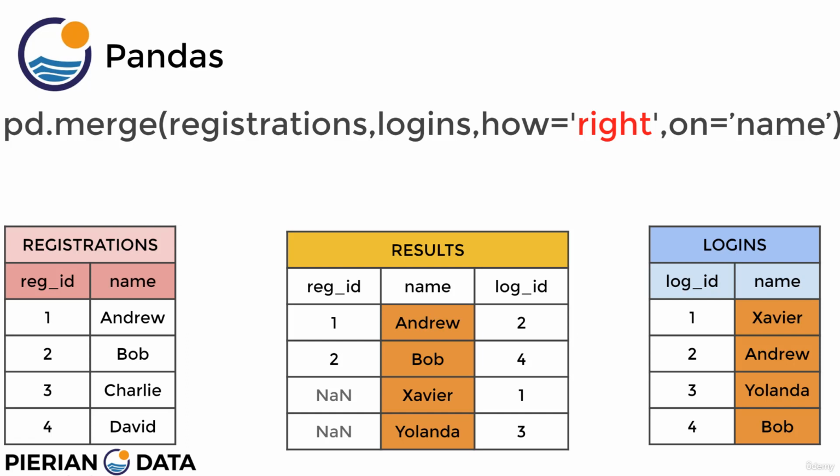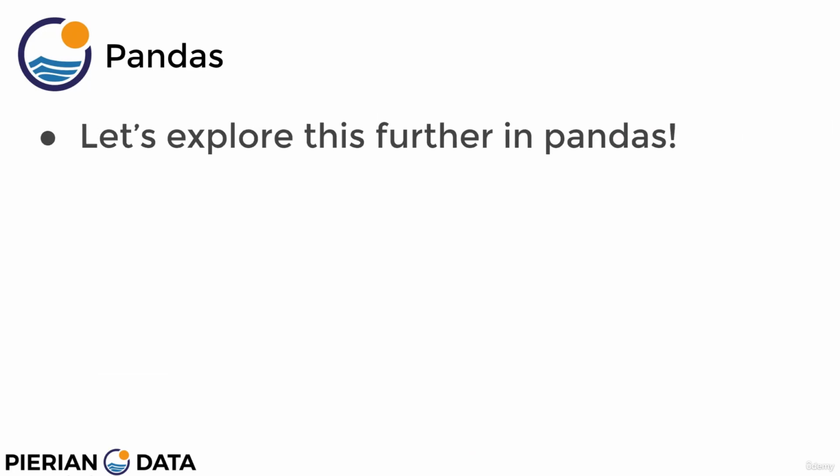The main thing that's occurring when we say how is equal to right is that all the names in the right-hand logins table will be present in the results. And that means if they don't have a matching column value, we're going to fill it in with a null value. For example, Xavier and Yolanda, while being in the logins table, were not present in the registrations table. So let's quickly explore this further in Pandas.